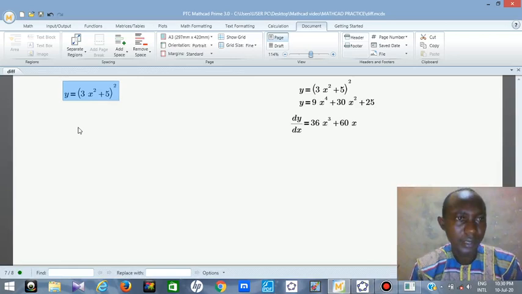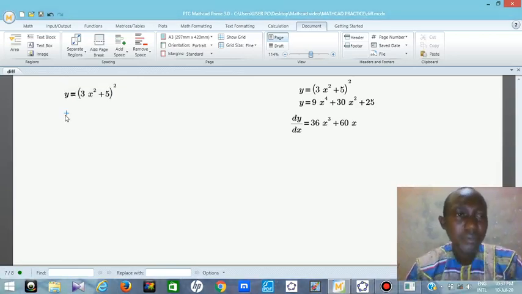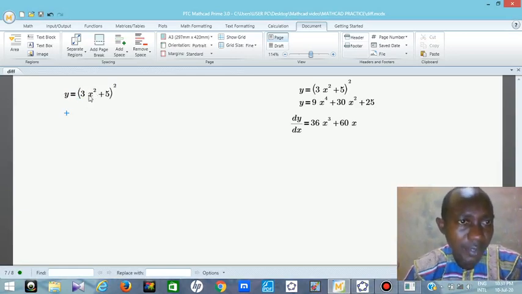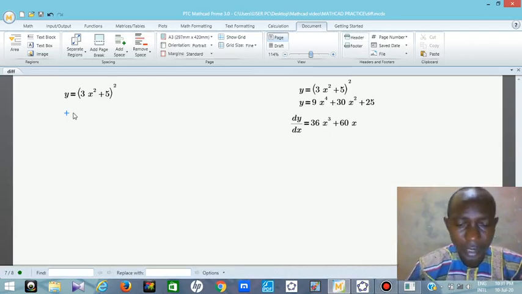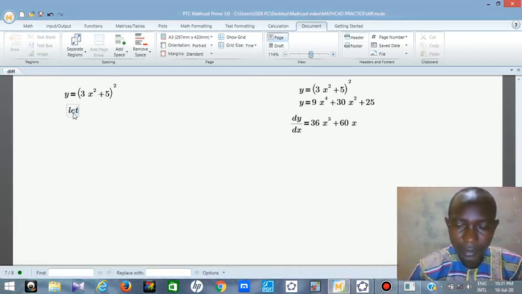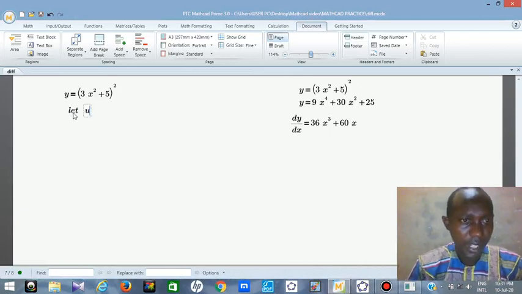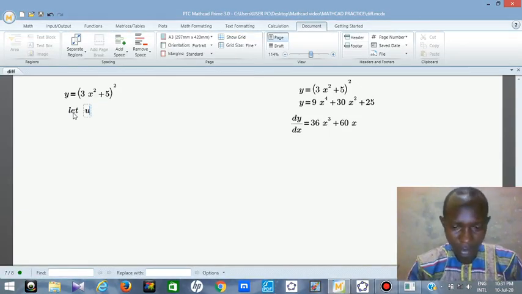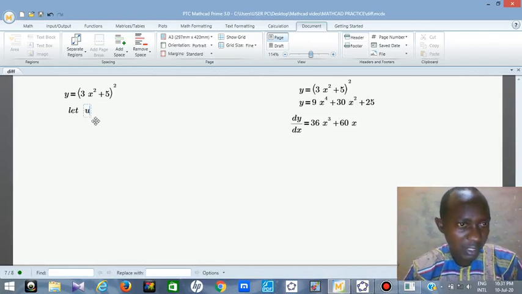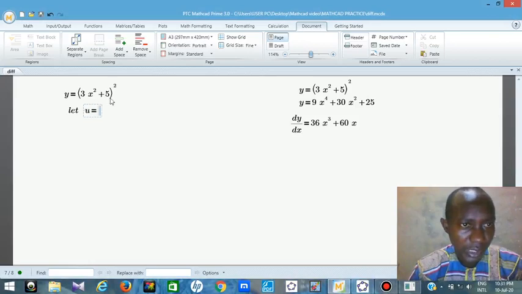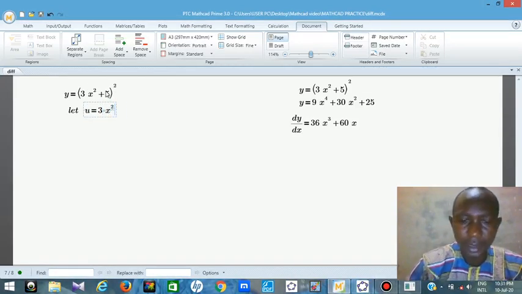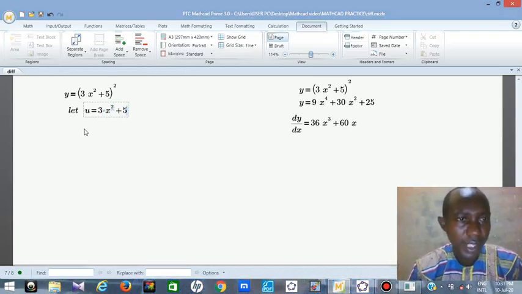Alright, so this is the question. What function of a function says we should do is this. Since what is inside the bracket is a function, then the bracket itself raised to power 2 is another function. Then take a value, say u. You can use any variable you like; some people use t. So let me use u. Let u equal what is inside this bracket, which is 3x squared plus 5. So you are the one that created this.